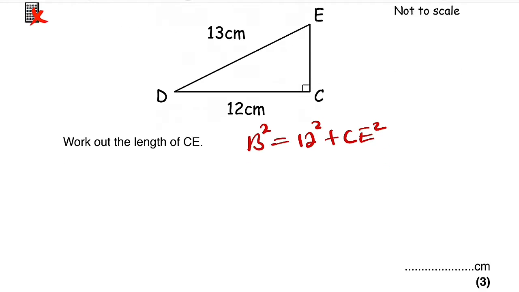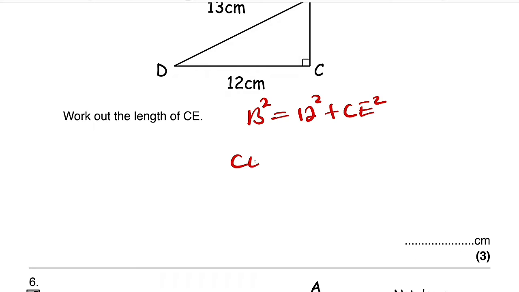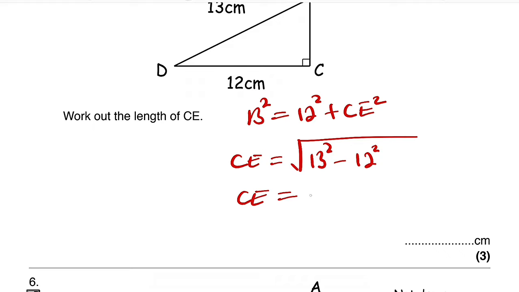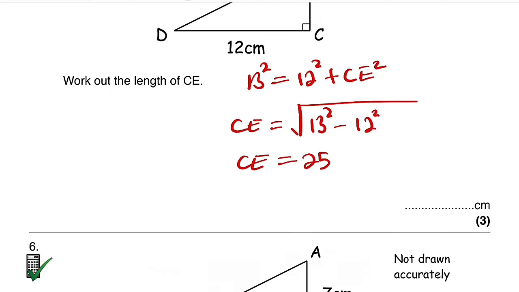Just make CE the subject. Therefore, CE will be equal to what? The square root of 13 squared minus 12 squared, right? 13 squared is 169 and 12 squared is 144, and 169 minus 144 is exactly equal to 25, and the square root of 25 is 5. Therefore, the whole of this CE will be equal to 5.